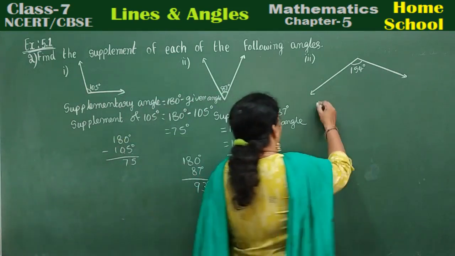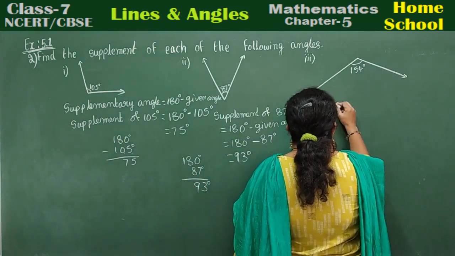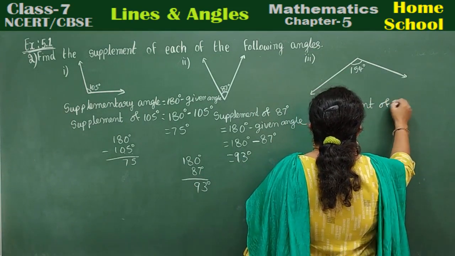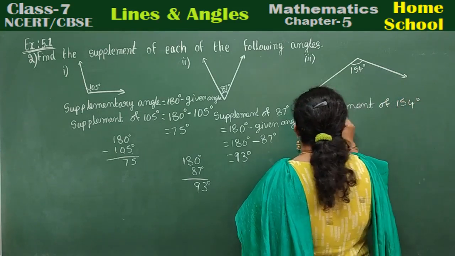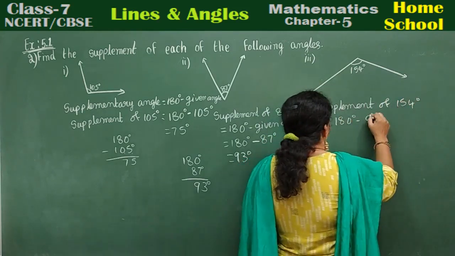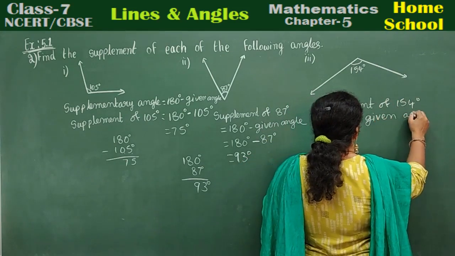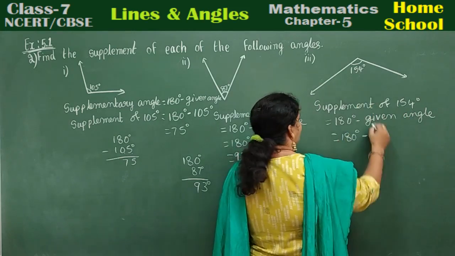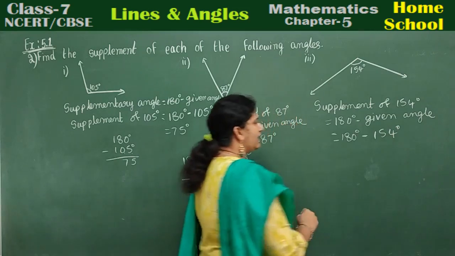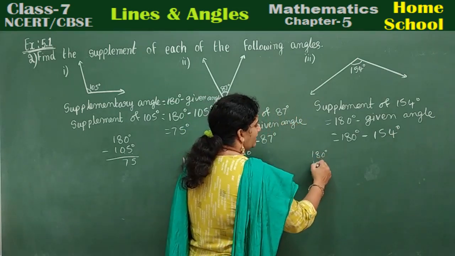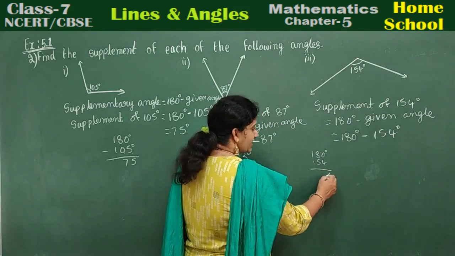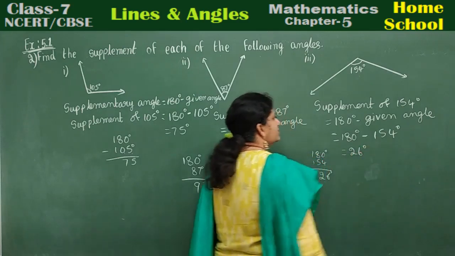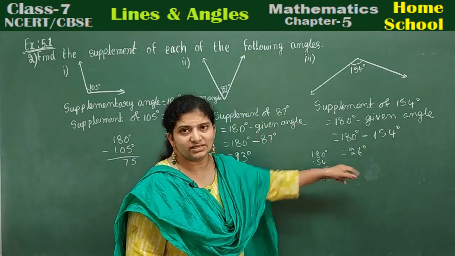Next one. Supplement of 154 degree is equal to 180 degree minus given angle. What is the given angle here? Third sub question. Given angle is 154. Write down here and now subtract. 180 degree minus 154. 10 minus 4, 6. 7 minus 5, 2. 26 degree is your answer. Supplement of 154 degree is 26 degree.